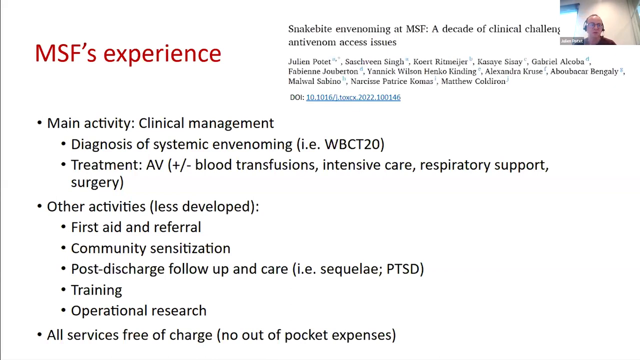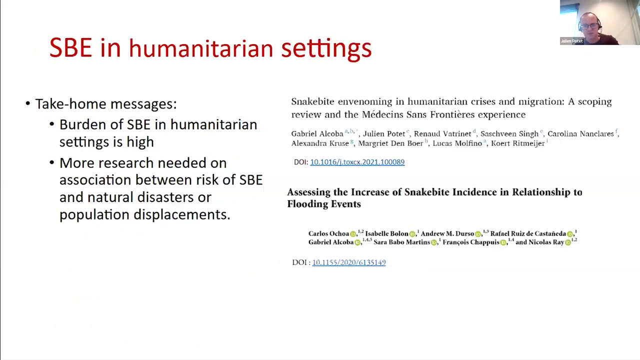We've been engaged as well in the past in training activities and also, and this is what I will speak about today, operational research. Next slide, please. So I will go through very quickly the different types of publications that we've been engaged in. If you want to find more details, you have the references in my presentation. But first, we've published a few publications about our general experience, which is very much, as I said in my introduction, located in areas of conflicts or of humanitarian disasters.